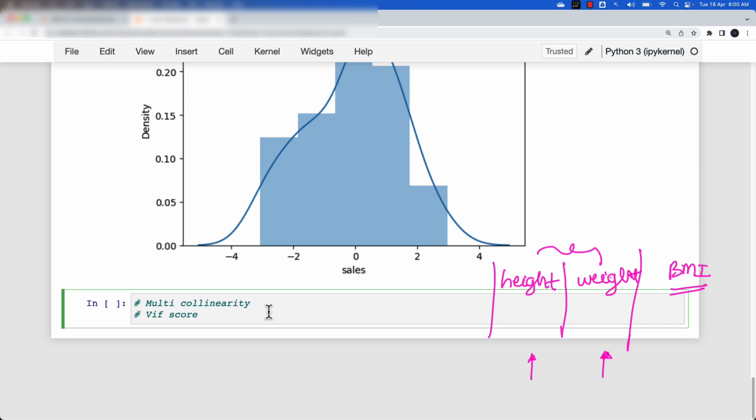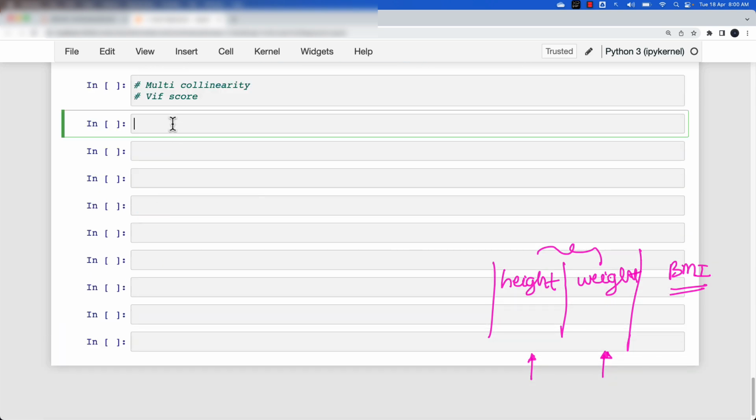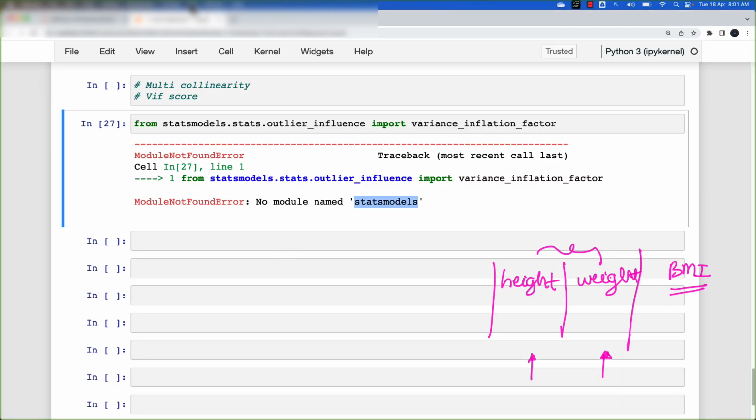Now to check for multicollinearity, we will make use of the variance inflation factor. In order to find this variance inflation factor, we make use of the library stats models. So I'm going to say from statsmodels.stats.outliers_influence, I'm going to import variance_inflation_factor. Okay, it says that there is no module found.